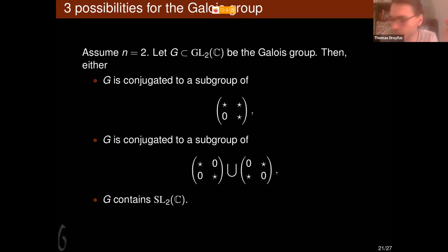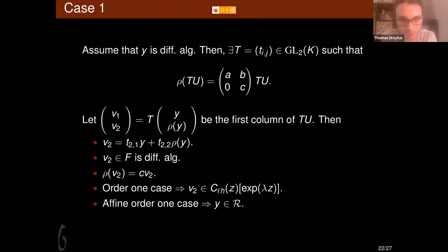So in the two first cases, I say conjugated because the definition of J as a subgroup of GL2 of C depends on the choice of the fundamental solution, U. If you take another fundamental solution, you will find a group that is conjugated to the first one. So it means that if you take the good fundamental solution, then you will be on that form. Okay, so let me consider the case 1.